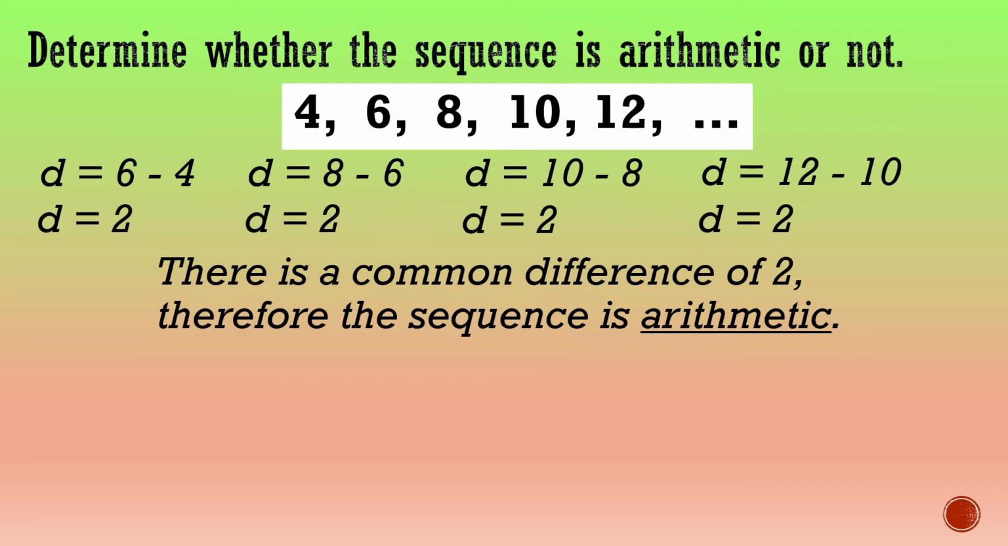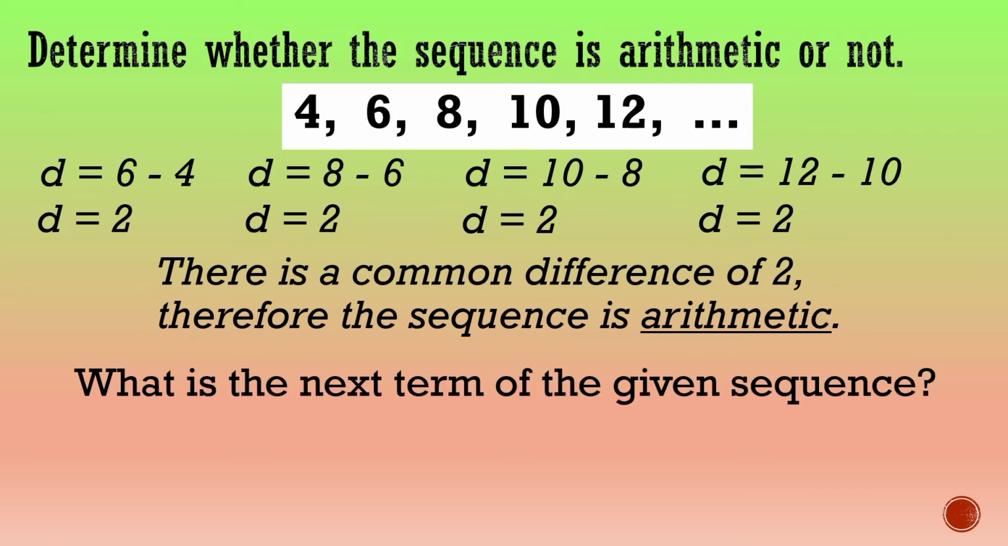Dahil pare-parehong 2, ang ating difference, yun yung ating common difference. Yung pare-pareho, yung 2. At dahil pare-pareho silang 2, yung nakuha natin mga differences, therefore, 4, 6, 8, 10, 12, and so on are an example of arithmetic sequence. What do you think is the next term of the given sequence?